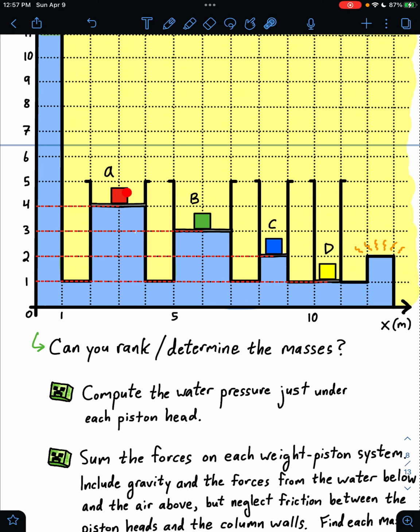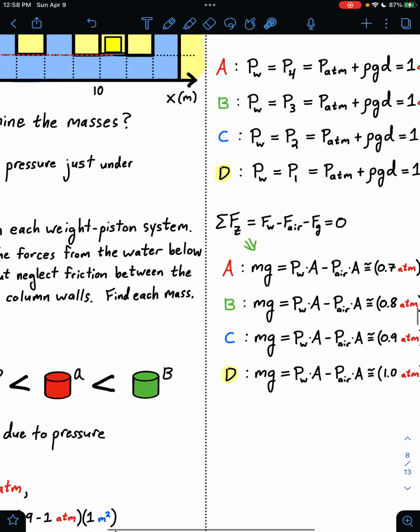So the mass is not the only factor here that determines how deep the piston is going to go. The cross-sectional area matters as well. The pressure provided by the piston is the force per unit area. So B can be the biggest mass, but that weight is spread out over a bigger surface area than, say, C's weight is. So it provides less pressure than C, even though C is a smaller weight than B.